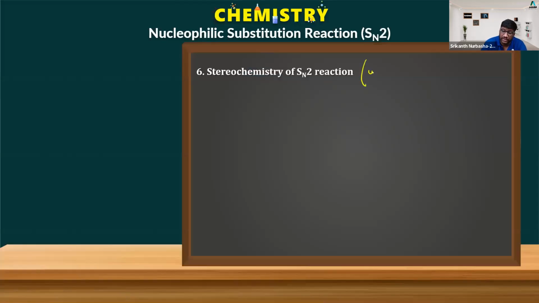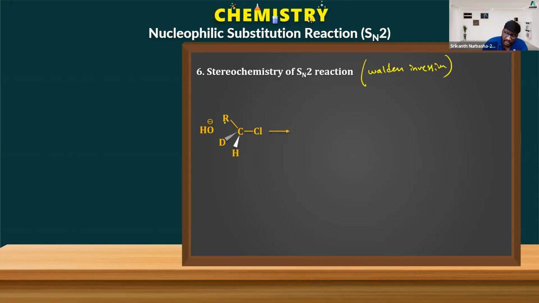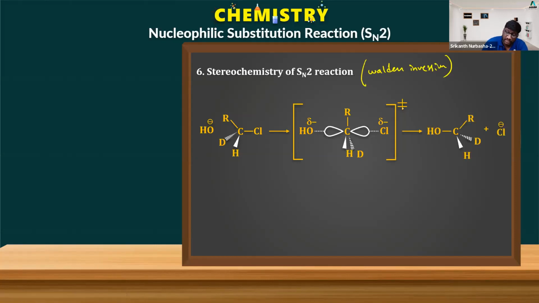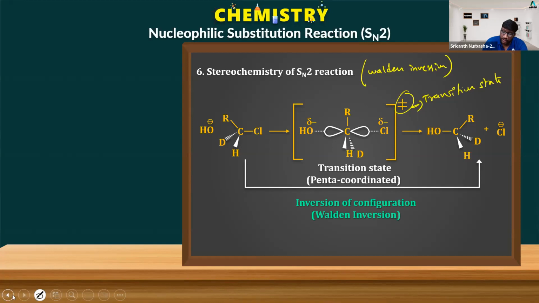Stereochemistry of SN2, what happens? Walden inversion occurs. Complete inversion occurs, 100% inversion product. OH minus attacks the carbon, Cl leaves. It is nothing but a penta-coordinated transition state. This symbol indicates the transition state. The carbon is connected to the alkyl group, deuterium and hydrogen, and Cl minus is lost. So the transition state is penta-coordinated, and inversion of configuration or Walden inversion occurs.